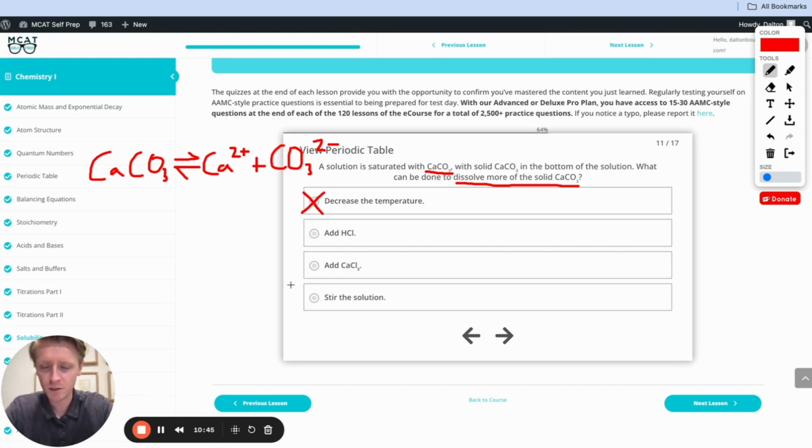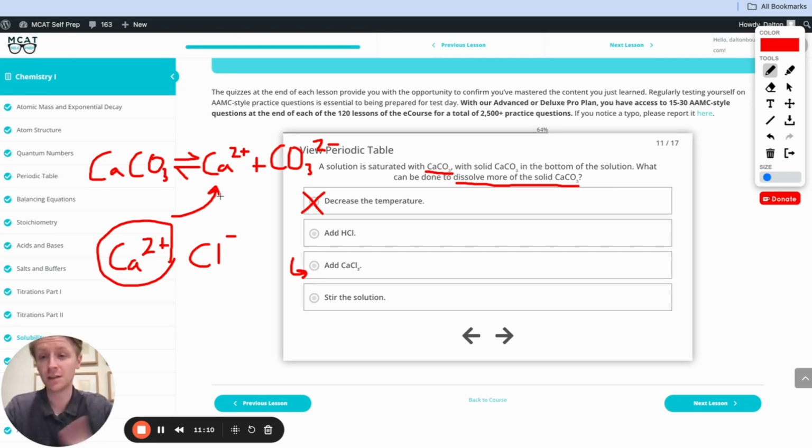Our next answer option, let's hop down a little bit and let's look at this one. We're going to add CaCl2. Now, this is an ionic compound, which means it's going to break apart. It's going to dissolve into its component parts, Ca2+ and Cl-. If possible, it's going to dissolve. The problem is, look at this. This is leaving us with Ca2+. So if anything, we're adding more product to this reaction. According to Le Chatelier's principle, if anything, we're going to shift this reaction to the left, which is not the direction that we want to go. So this is going to be incorrect as well.